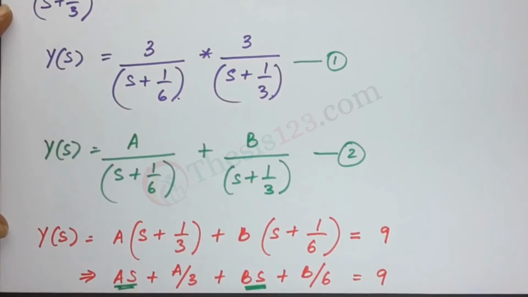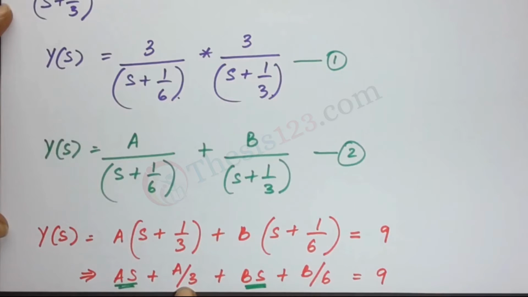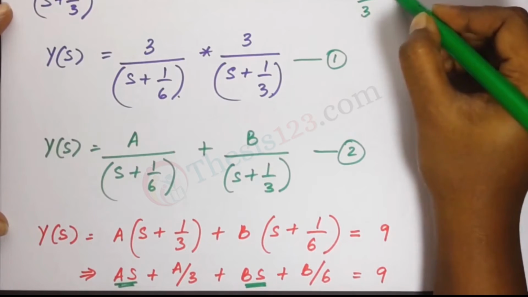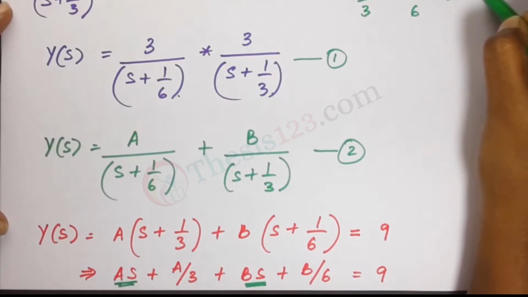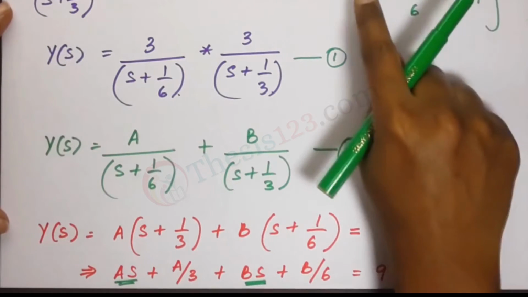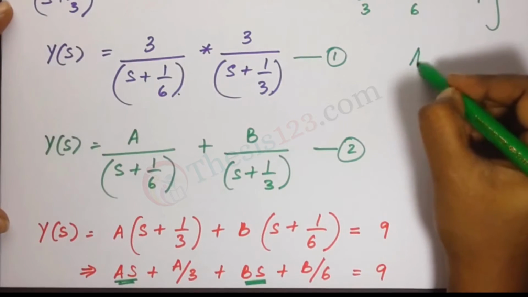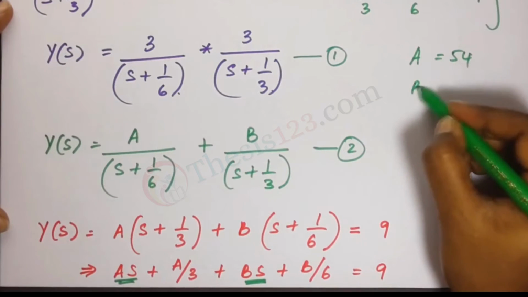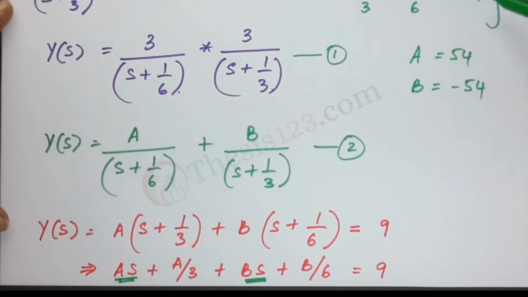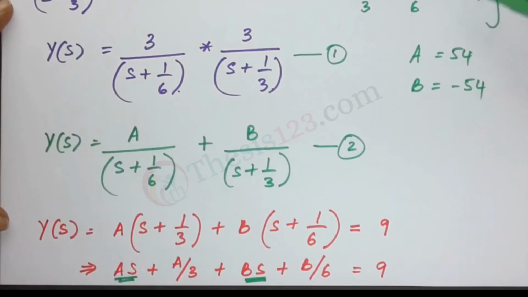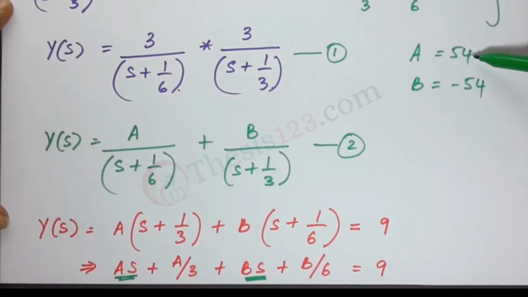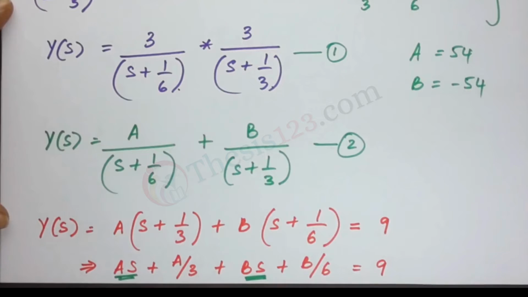That's our first equation. Now the second, we equate the constants alone. So the constants are a by 3 plus b by 6 is equal to 9. So these are the two equations we solve for a and b. Now when we do, we get a is equal to 54 and b is equal to minus 54. Now since this is basic, I'm leaving that to you. Alright, so we have two linear equations in two variables. Solve for a and b. You will find that a is equal to 54, b is equal to minus 54.